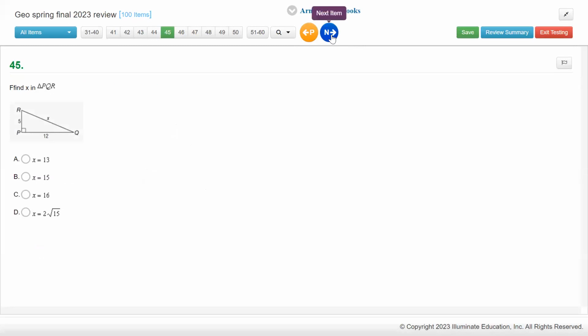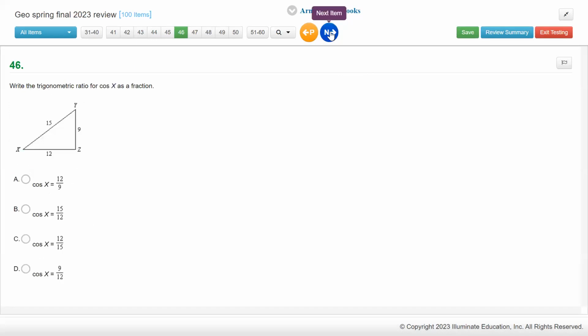Here's a good one. How do you find the third side in a right triangle? So I would use a squared plus b squared equals c squared. Good. And so the answer is 13. If you want to click on that, and we'll just move to another one. Keep going.